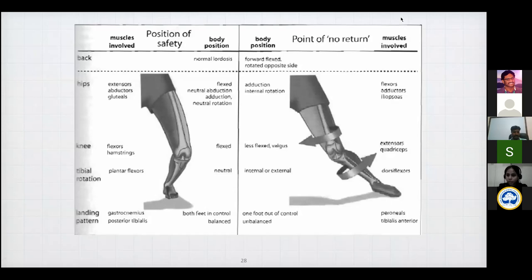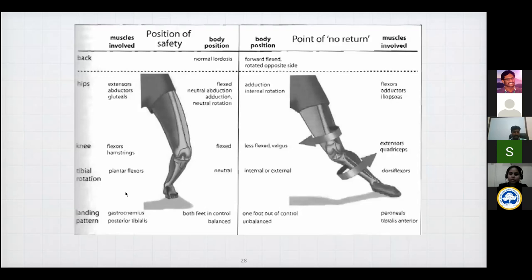That is why, while doing so, this picture also has clinical significance. While we train during rehabilitation, it is very important. During the plyometrics rehabilitation phase, we have to train the person to jump and land in a safer way with flexed hip and knee so that the absorption of force is even, and there is less scope of injury.